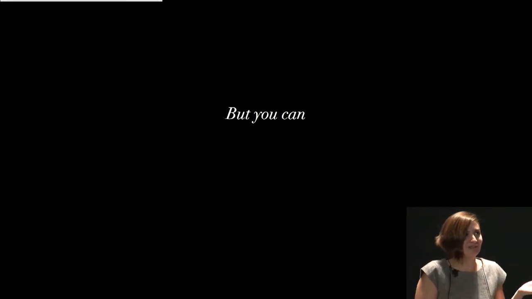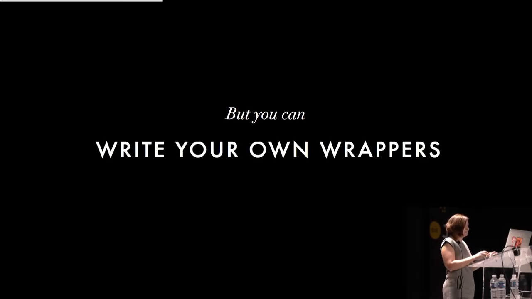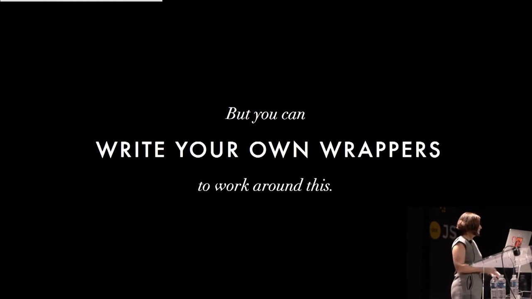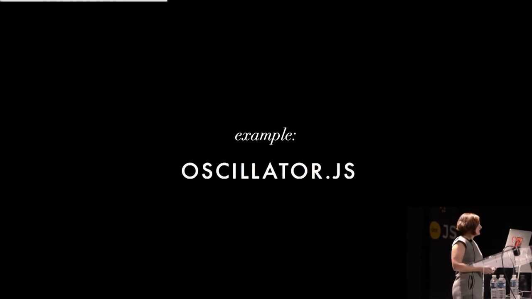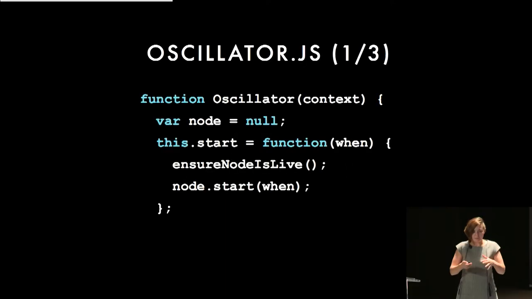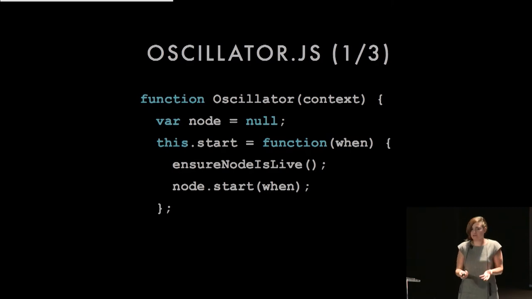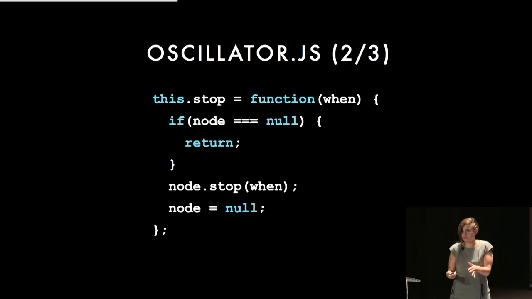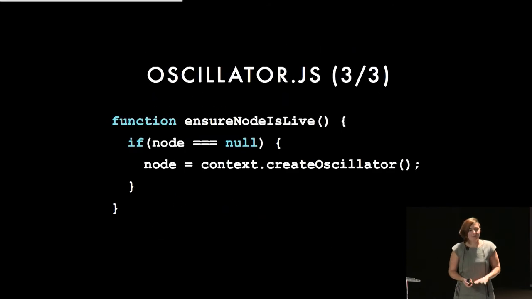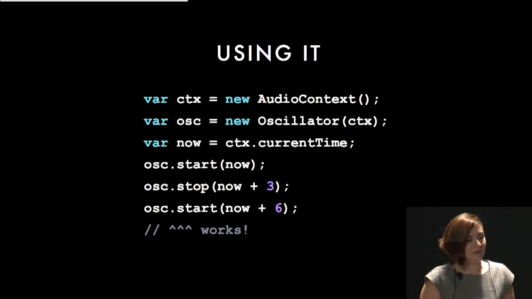So you know that your nodes are going to disappear, so what you can actually do is write your own wrappers. Web Audio is very basic, but you can also write on top of that, so you can work around this issue. For example, you could create this oscillator JavaScript class that wraps a node and makes sure that this node is always live when you call start or stop. And when it's stopped, you obviously try to kill the node. It's not that interesting. But using it, you can say start, stop, start, and it's going to work.